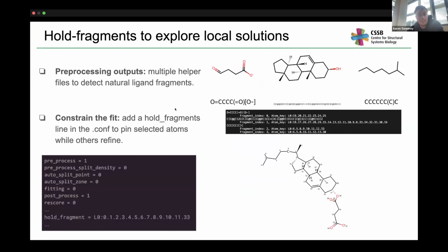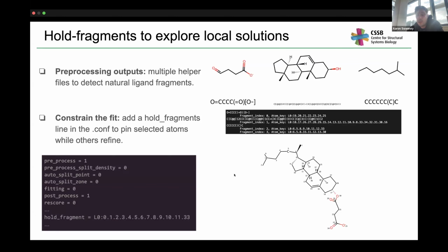To do this in ChemEM, you add a hold fragment statement to your configuration file. You tell it which ligand it is, L0, with the ligands starting from 0 in the order that you've added them to your configuration file, and then list all the atoms you want to hold still.